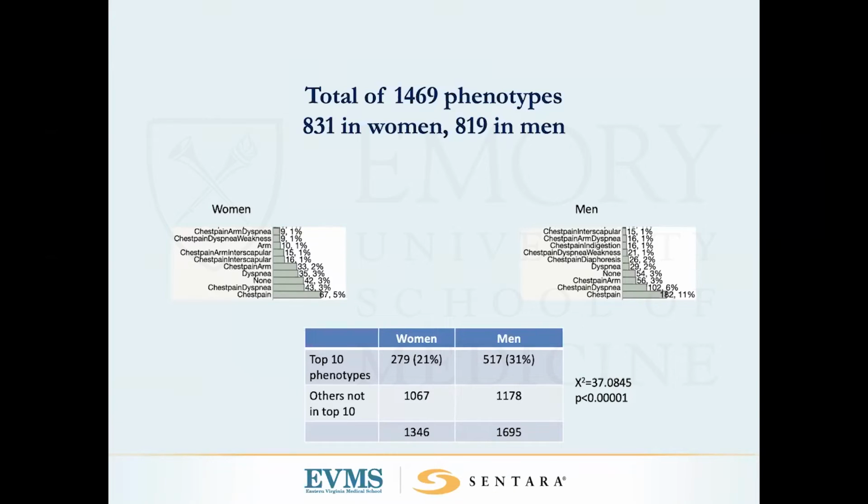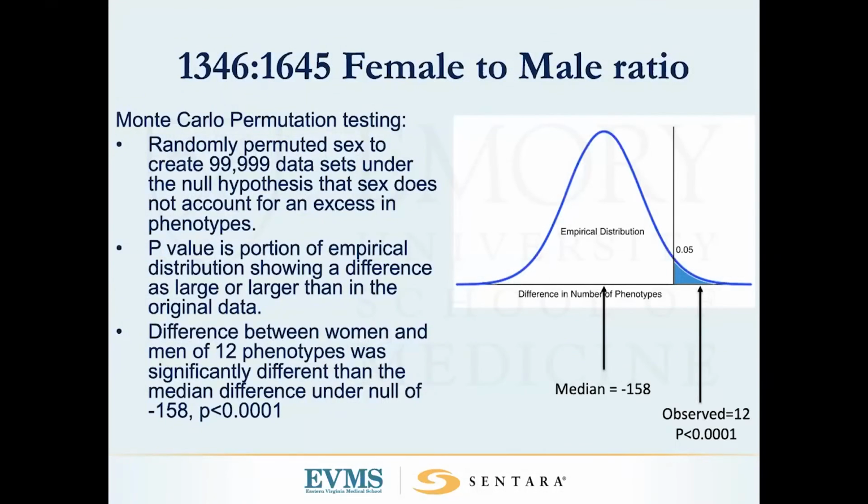And down at the bottom, again, the same thing. The top 10 phenotypes were more heavily concentrated in men, but more spread out in women, more spread out among a larger number of phenotypes. So we had the same situation, only it was reversed.